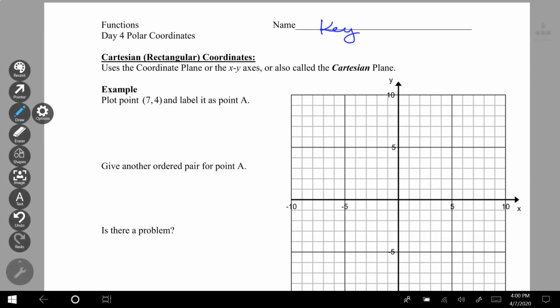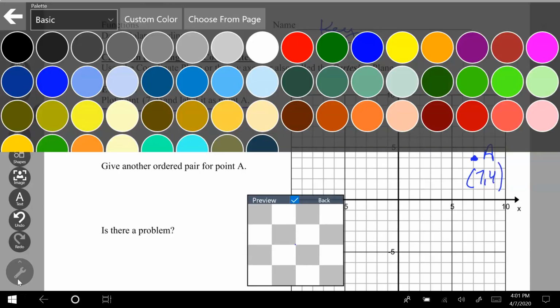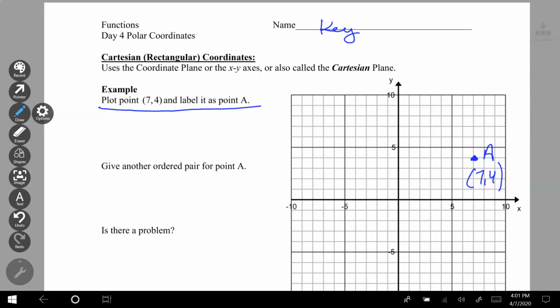So I want to plot the point 7, 4. What we've been dealing with probably your whole life in algebra class is the coordinate plane, Cartesian coordinates, or something called rectangular. They're just x's and y's. So 7, 4 is the point right here. I'm going to call this point A. My question is, is there another way to call that point A besides 7, 4?